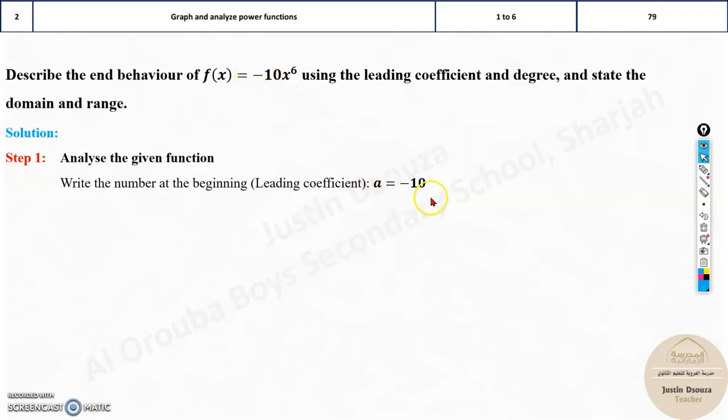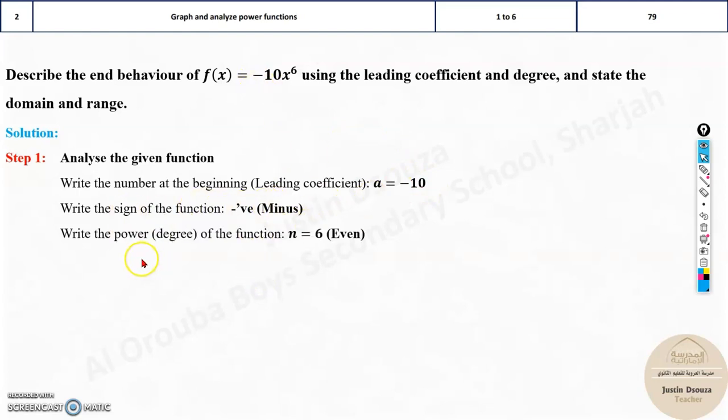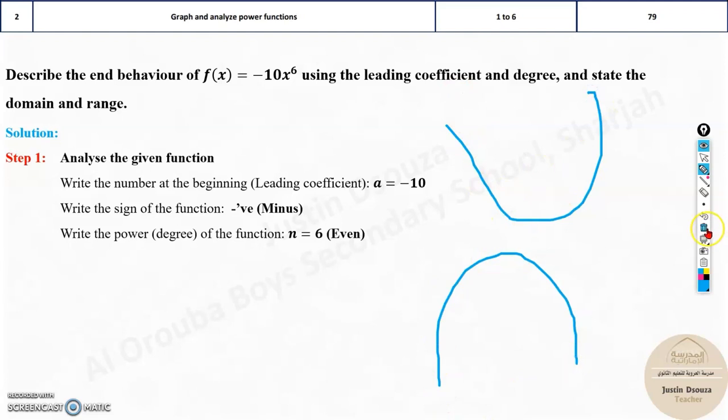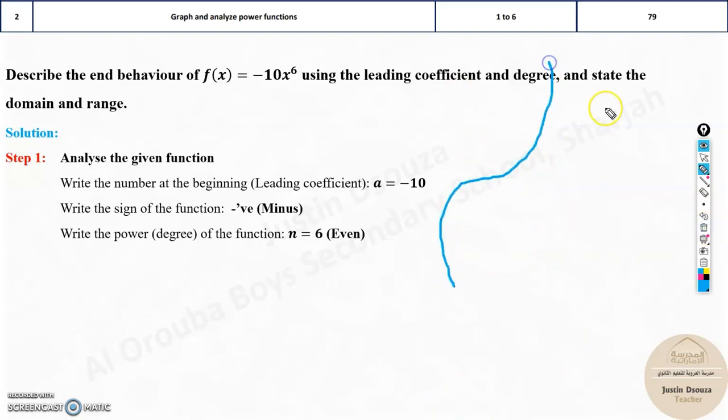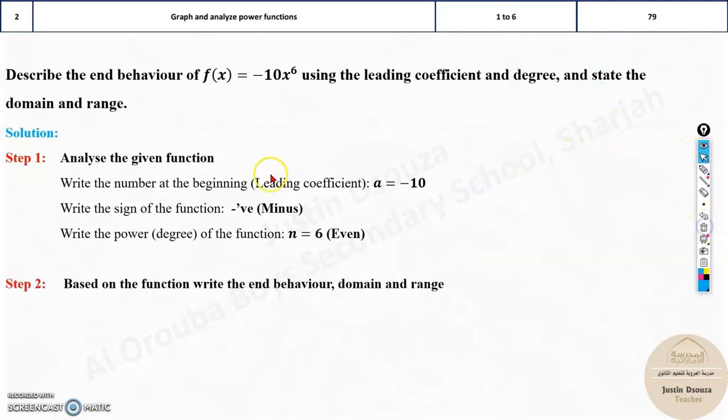The leading coefficient is -10. Over here, don't forget the negative symbol as well. And then the sign of this is negative. And then the degree, that is the highest power, is 6. Now this is even. Even means it's a parabola. It'll be either like this if it was positive, it's like this if it's negative. If it was cubic, then it's like this if it's positive, it will decrease if it's negative. So this is the thing.